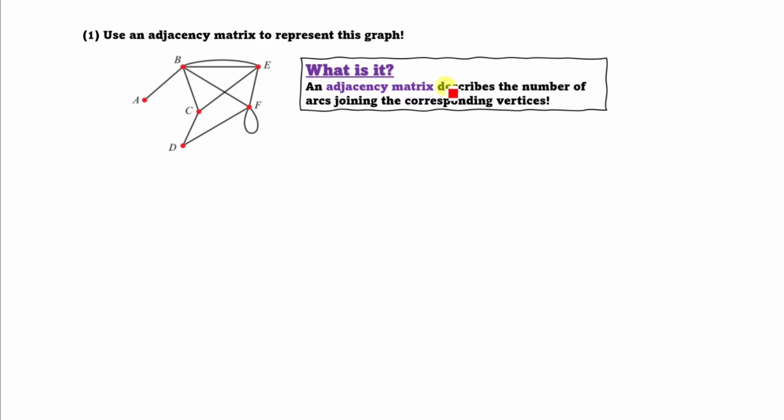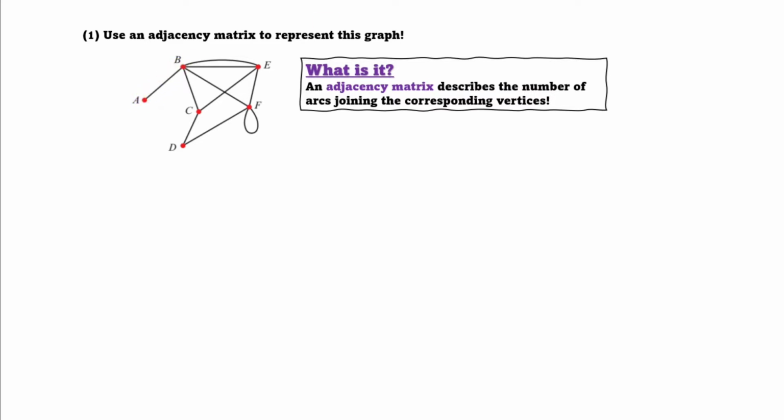Now, what is the adjacency matrix, since we're dealing with that first right now? Well, an adjacency matrix describes the number of arcs joining the corresponding vertices. So what they really want you to do is to basically draw a table or matrix and tell you exactly how many arcs or edges are coming off each point. For example, there's exactly one coming off A as it directs towards B.